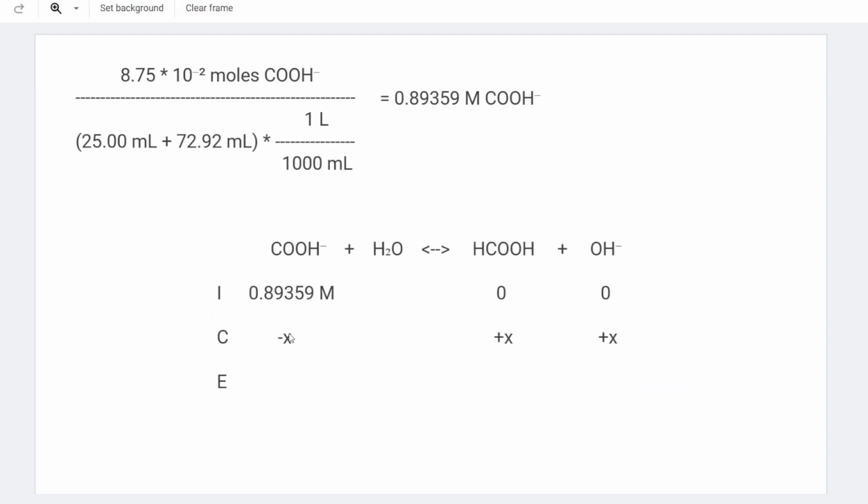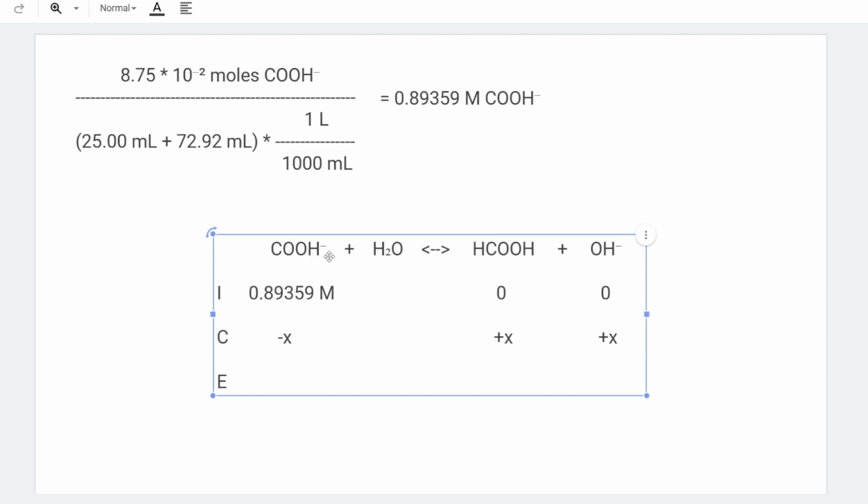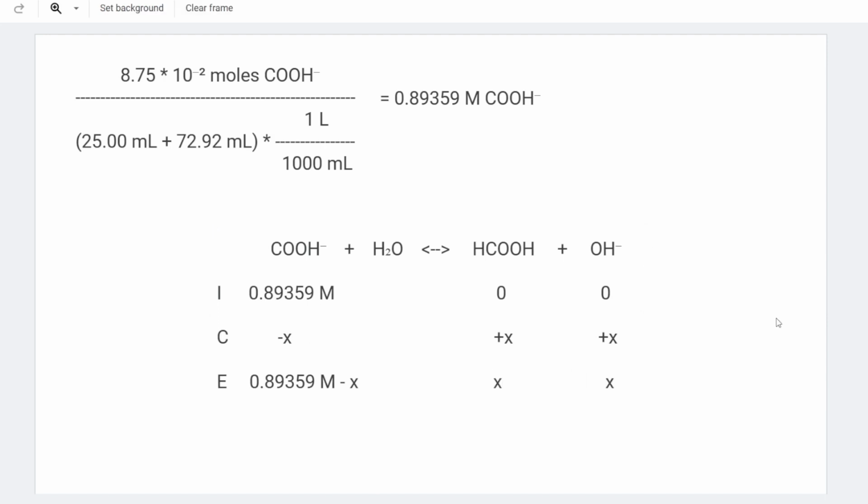The reason why we're able to use X for all three is because we know for every mole of conjugate base, there will be 1 mole of formic acid and 1 mole of hydroxide created. So the amount created will be X for both formic acid and hydroxide. Now, for the equilibrium row, we're just going to input the values as 0.89359 molarity minus X. And for the products, we're just going to have X for each. We're simply taking the initial row and adding the change row.